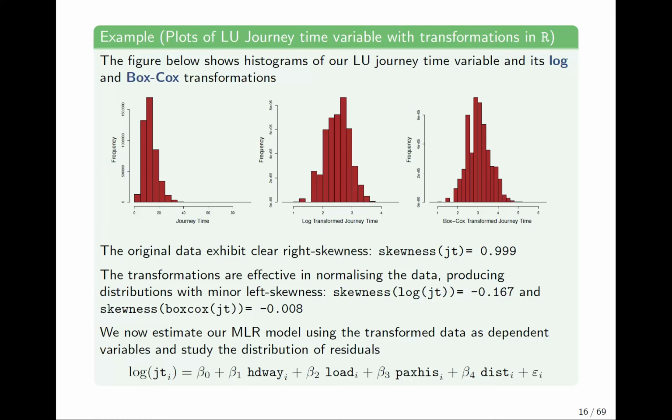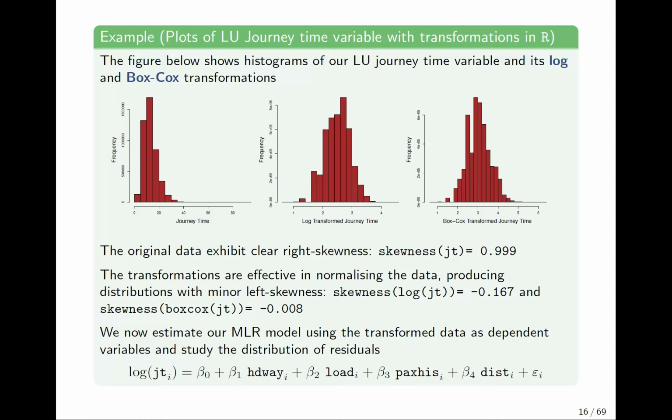So the figure shows histograms of the journey time variable, that is the y variable, its log transformation and its Box-Cox transformation. And what you can see is that the original data exhibit clear right-hand skew. This is very common in travel time data, so we get some very big values. The skewness statistic is around 1, indicating strong right-hand skew. But look at the transformed data. The transformed data look much more normal.